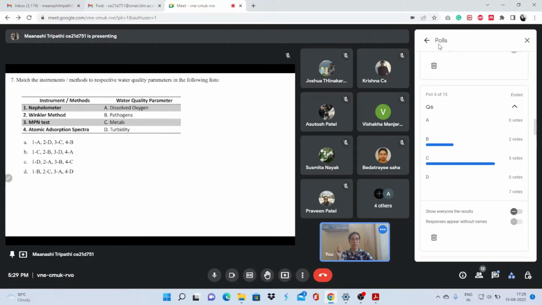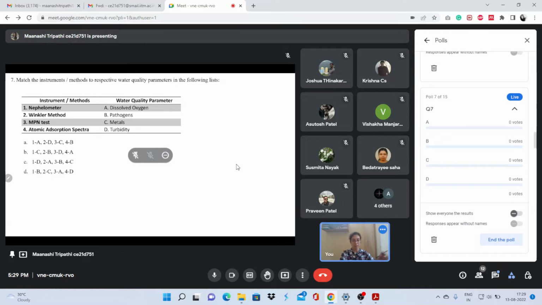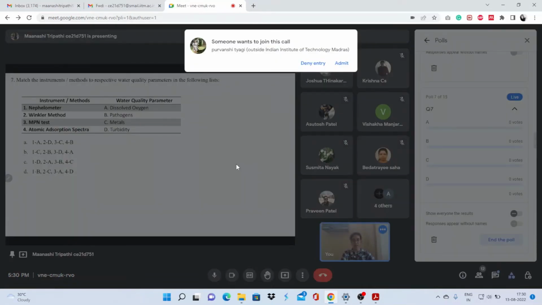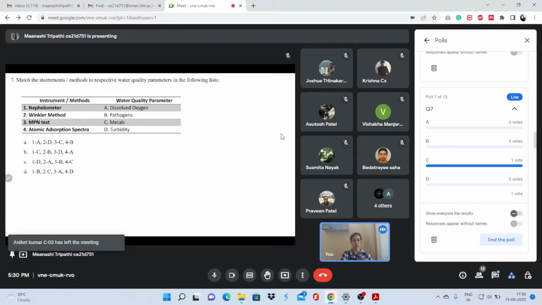So this is the next question, and these are the polls for question number 7. Match the instrument or method to the respective water quality parameters. Nephelometer, we have just discussed it. Winkler's method, MPN test, and atomic absorption spectra, that is AAS. So what instrument do we use to measure what? This is the kind of match-the-following question. So we are talking about dissolved oxygen, pathogens, metal and turbidity.